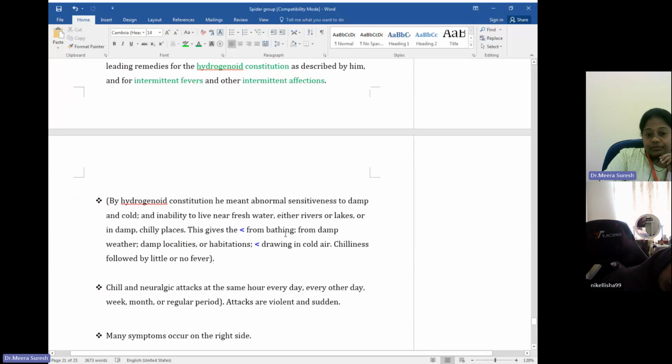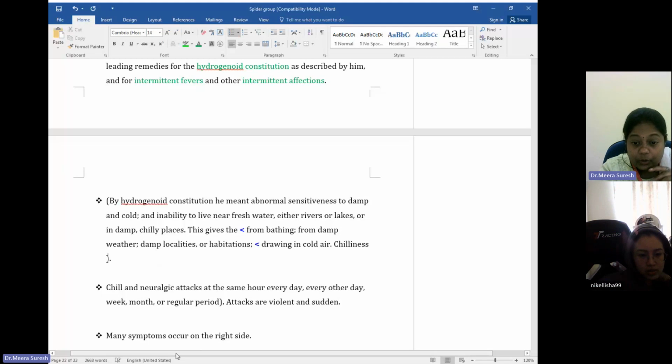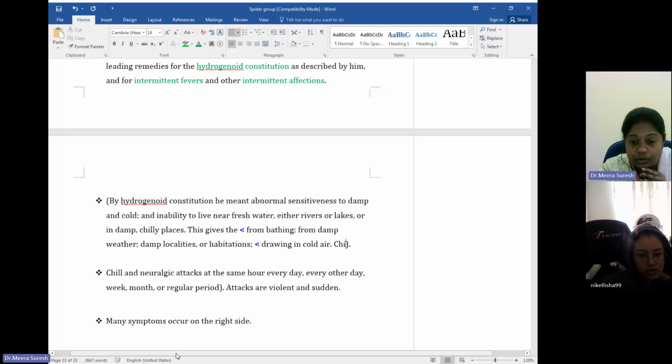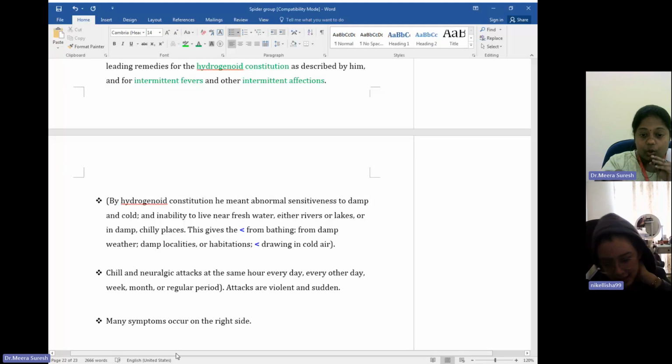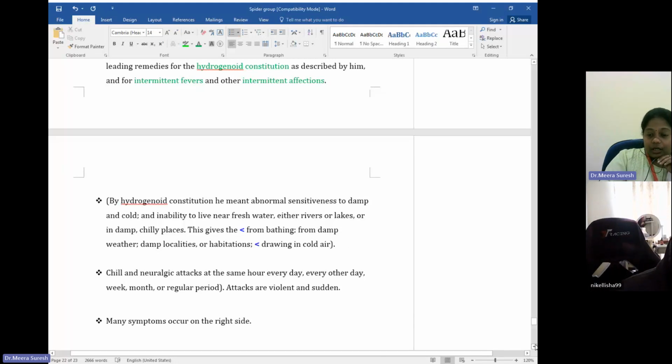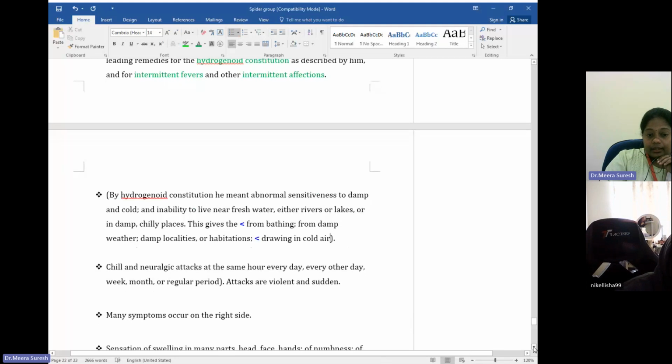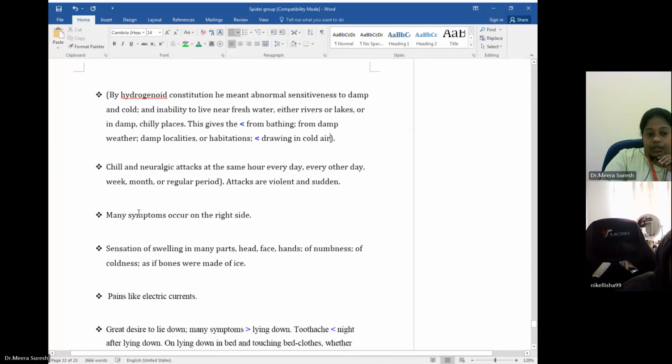This gives the aggravation from bathing, from damp weather, damp localities or habitations, aggravation from drawing in cold air. Chilliness followed by lip chill or no fever. It's okay, you don't have to remember this. Just remember the dampness. Because in Malaysia also the rain is a big problem here. I mean, not a problem, it's always there. When the complaints follow heavy rain, Arrhenia is a good remedy.